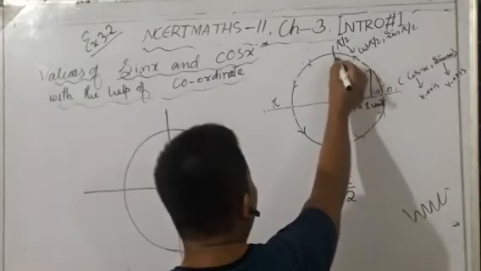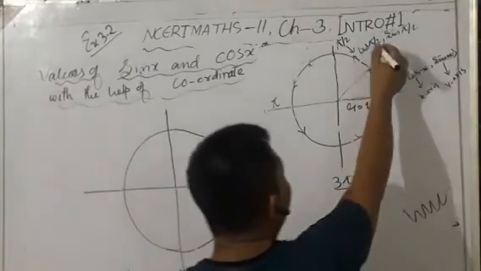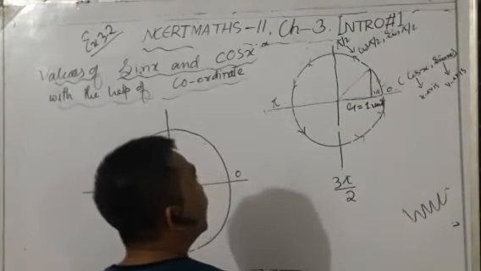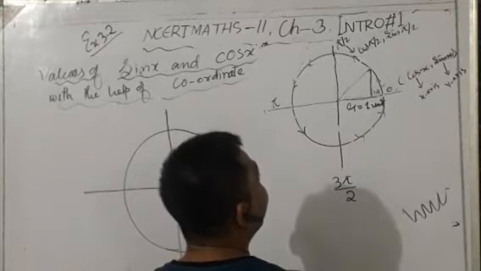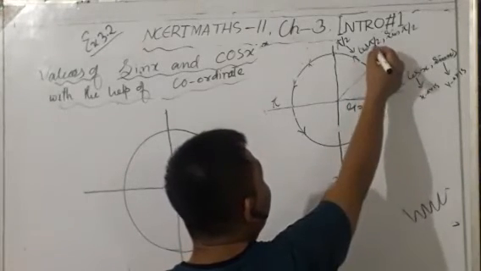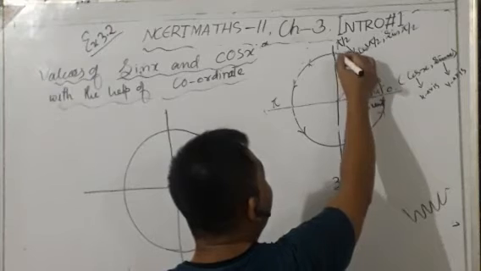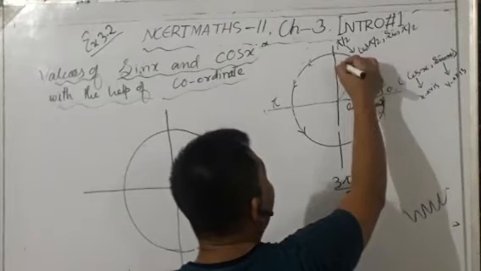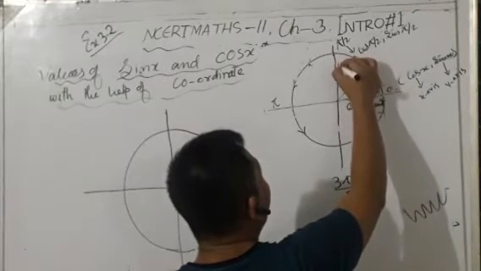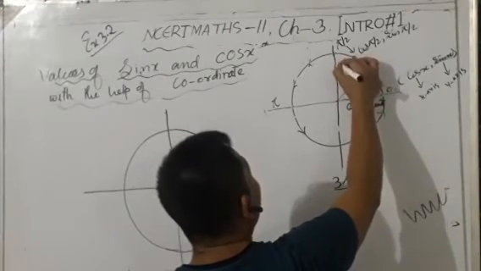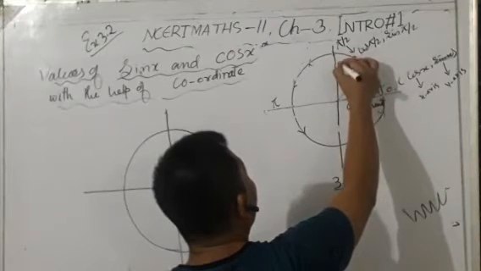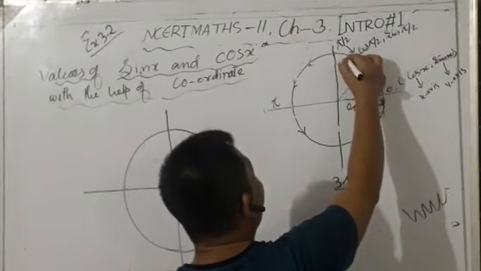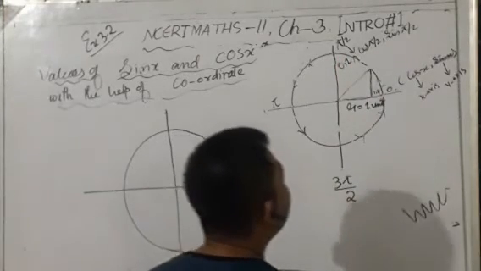Next, it will keep rotating. So at pi by 2, cos pi by 2 will vanish here. Reaching pi by 2, cos pi by 2 becomes 0. So the coordinate will be 0 and 1. Correct?